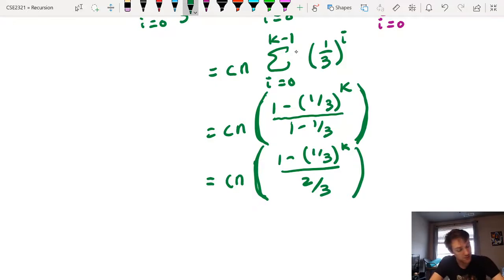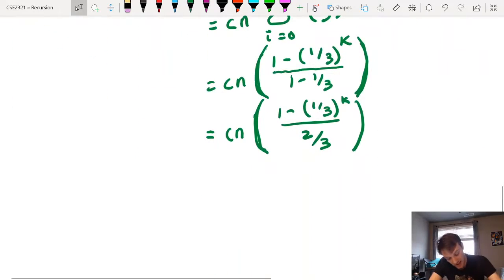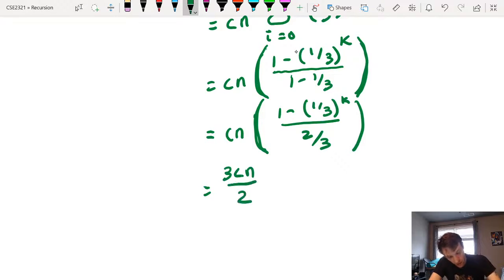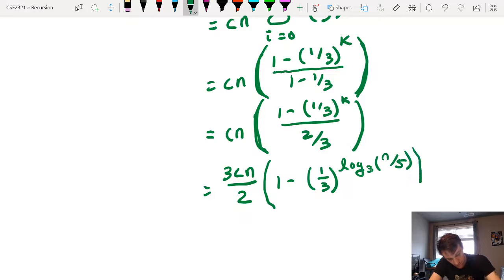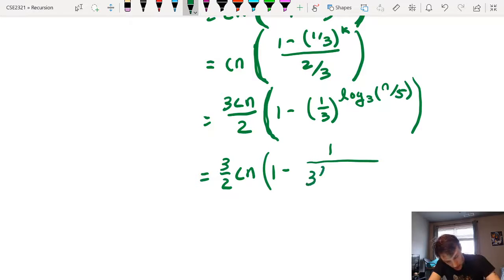But beyond that, there's not much I can do without plugging in a value of k. So let's plug in my value of k, which maybe we don't quite remember. So let's scroll up. Oh, it was log base 3 of n over 5. So let's plug that in while doing some other algebra at the same time. I can write this as 3cn over 2 times 1 minus 1 over 3 to the log base 3 of n over 5.